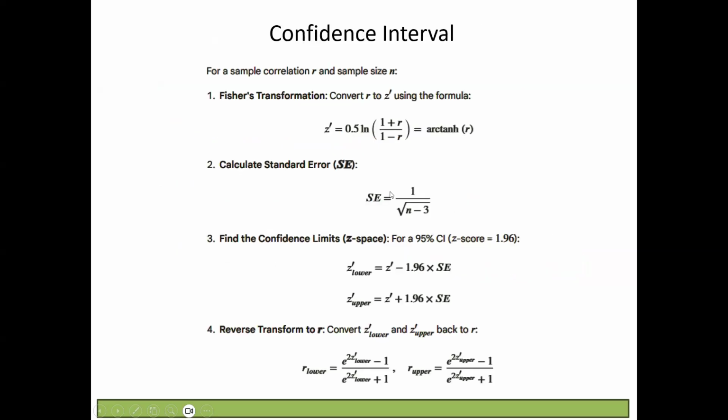For the confidence interval of the correlation coefficient, we need to first do Fisher transformation. This is the formula for Fisher's transformation, and it is the inverse of the hyperbolic tangent function. And this is the standard error. And this is how we calculate the confidence interval. And we then do reverse transformation to get the range of values.